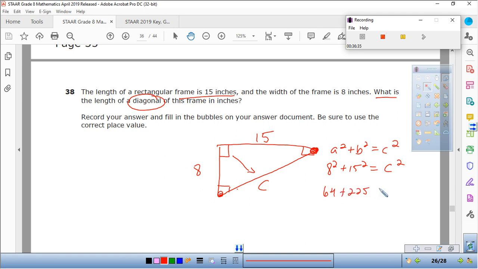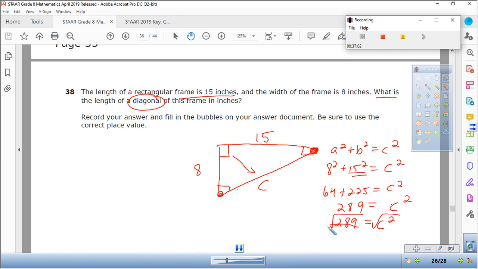Jay, help me out. 64 plus 225 is equal to C squared. Geez, I can't do this one in my head. This is a 9, 289. Yeah, square rootish. So I know it's over 15. So maybe like 17? Oh, it is 17, right? Yeah, it is. C squared. So we're going to go 289 is equal to C squared. We're going to get the square root of both sides.